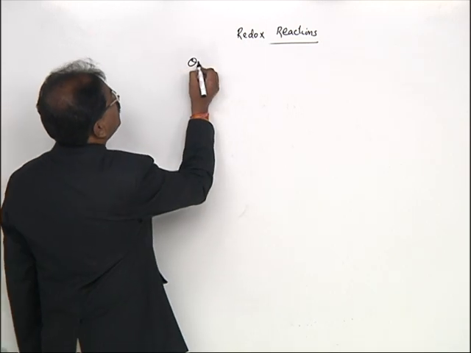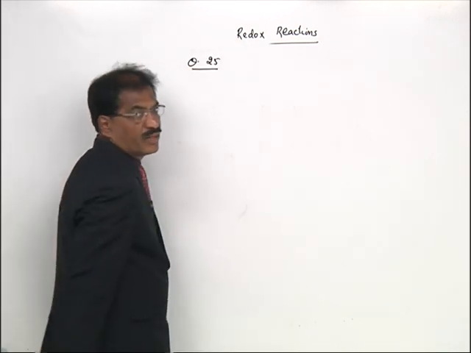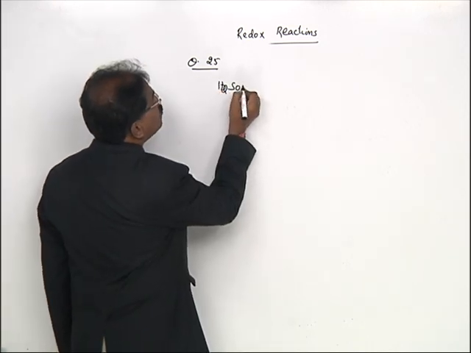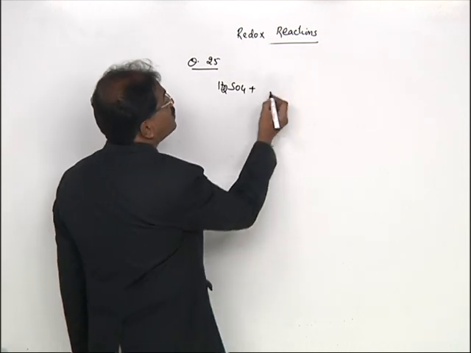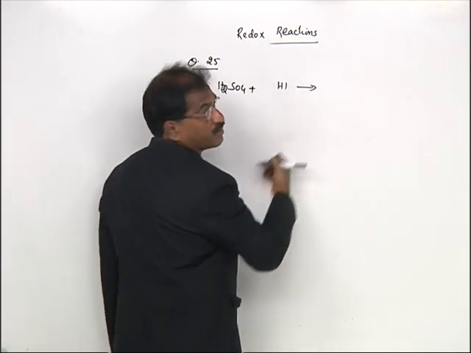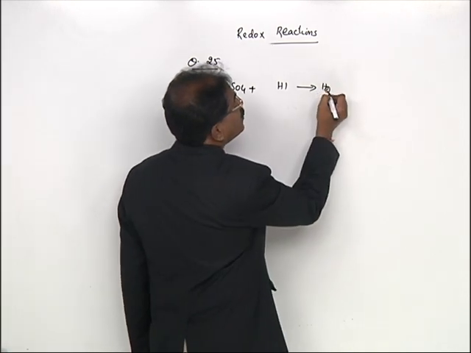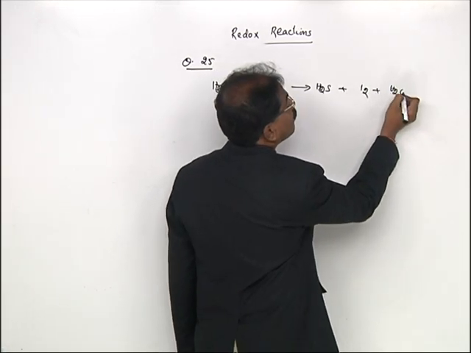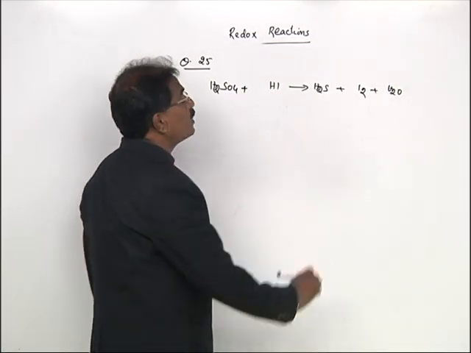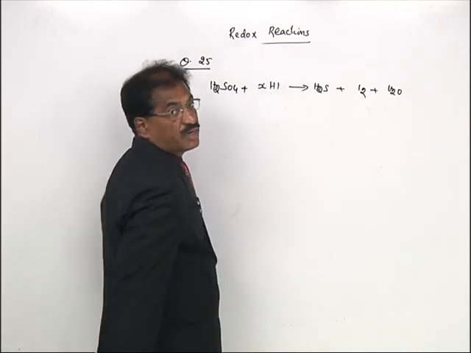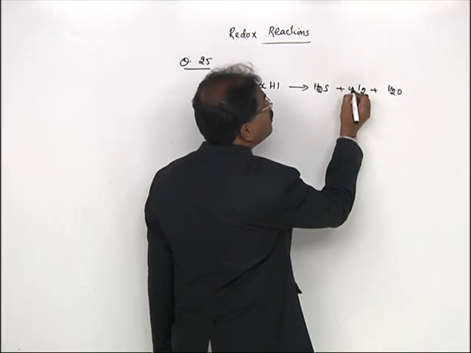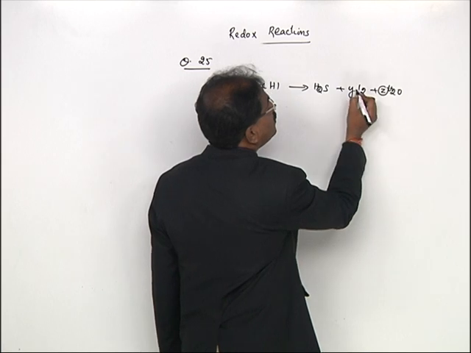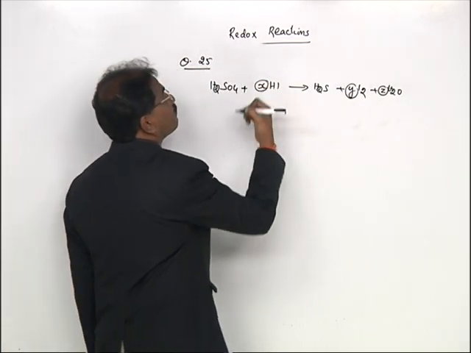Next, question number 25. First, let me represent the reaction. Here, H2SO4 is reacting with hydrogen iodide. The products as shown are H2S plus I2 plus water. Now, in this balanced equation, we have to identify the number of moles of hydrogen iodide participating, the number of moles of iodine produced, and the number of moles of water produced. That means we have to identify the values of Z, Y and X.